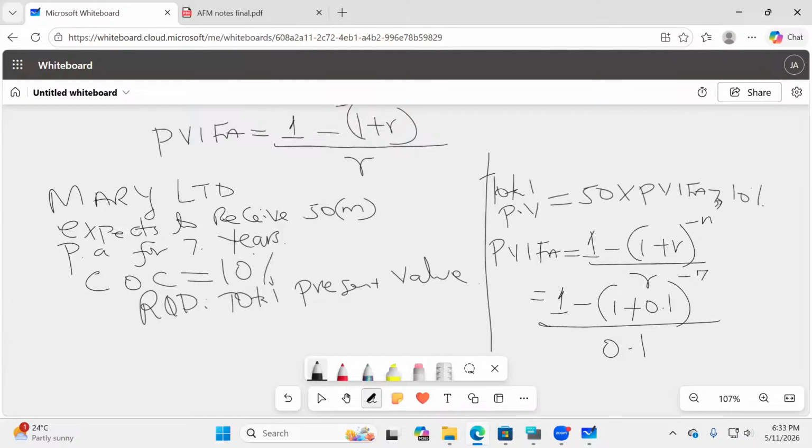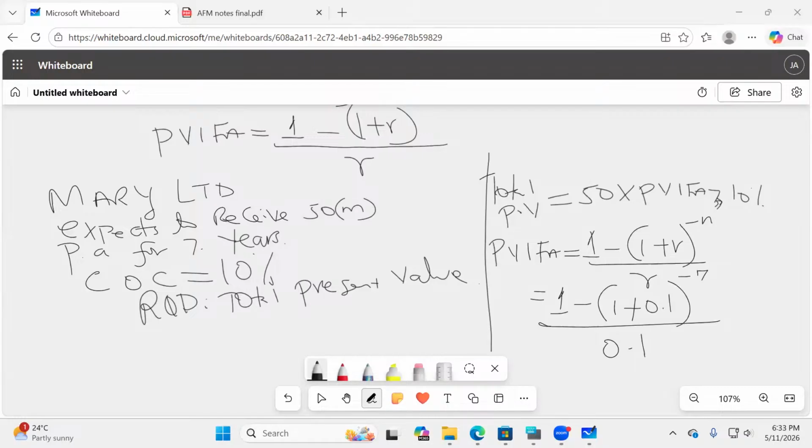So it is 1 minus, in brackets, 1.1 raised to negative 7. Then whatever we get there, by saying equals, we shall be able to divide by 0.1. Well, ladies and gentlemen, I can see my online students are already giving me an answer. They are telling me, Mwalimu, don't struggle a lot with this.